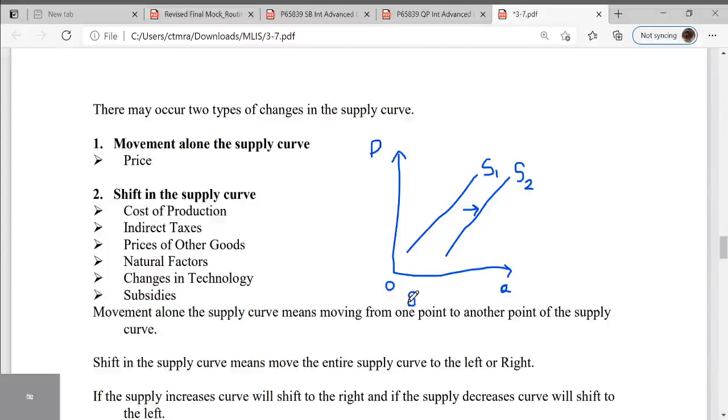In this case, notice that the price is not changing. Whenever there is a rightward shift, something else is changing, but not price. Price is remaining the same. At the same price, suppliers are somehow motivated to supply more. And the opposite thing can happen due to a change in factors. We will be discussing the factors. What are the non-price factors over here?